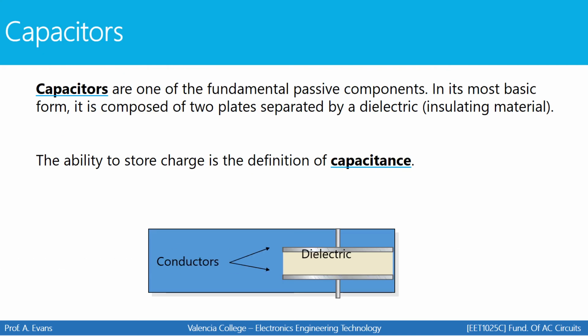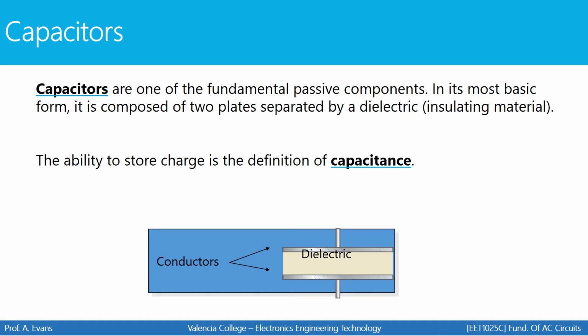So first, let's talk about what a capacitor is. It's considered one of the fundamental passive components. In its most basic form, a capacitor has two plates that are separated by what's called a dielectric, which is an insulating material. Remember that an insulating material does not allow the flow of current.